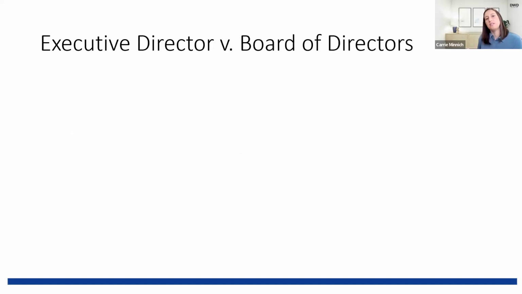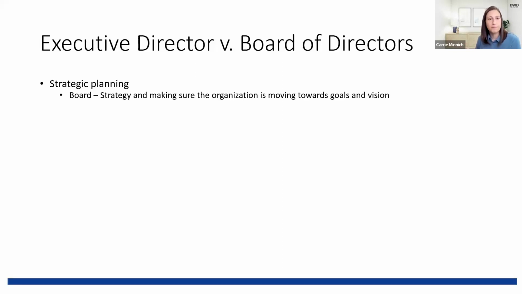So when we talk about the executive director versus the board of directors, there are a few main overall responsibilities of an organization, and those are divided between what the executive director does versus what the board does. The first is strategic planning. Obviously the organization should have a strategic plan in place to know where it's going and how it's going to get there. The board plays its role in this by participating in developing strategy and making sure that the organization is moving towards those goals and vision, and that it is following its mission statement. The executive director is going to actually carry out the plan that the board develops.